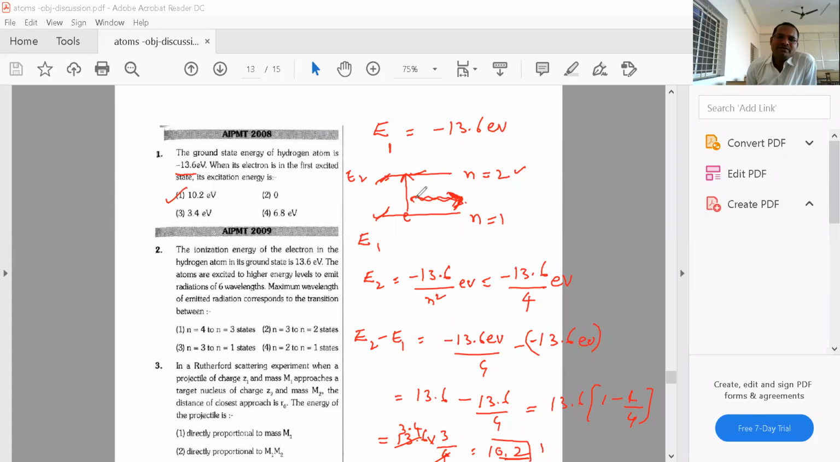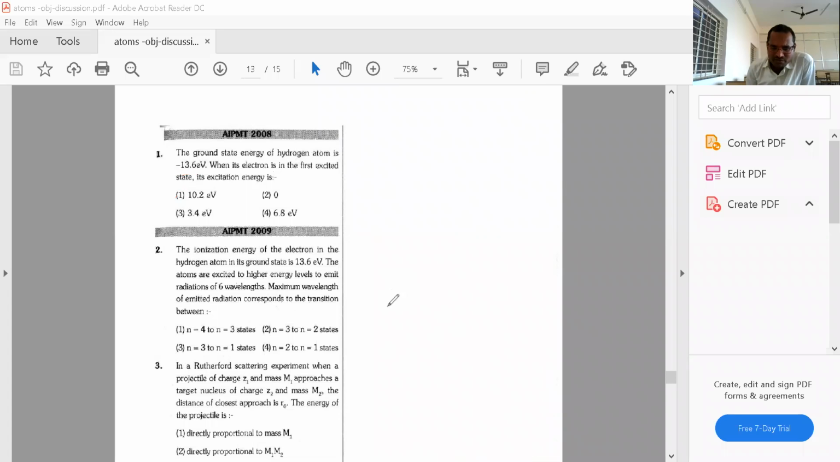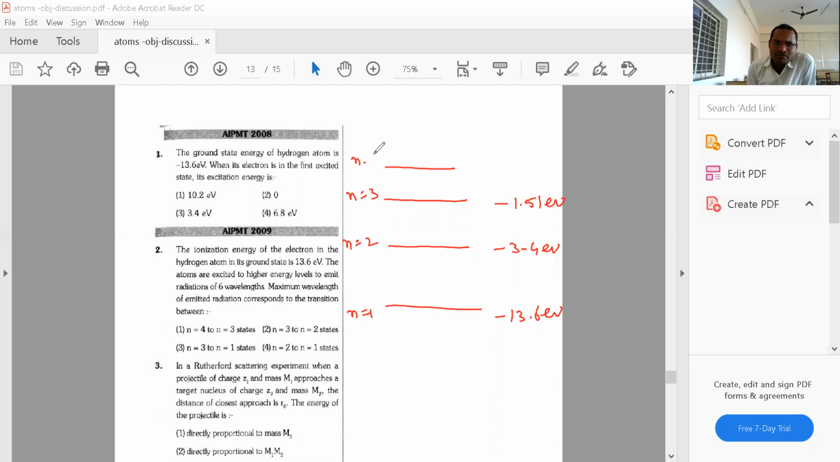If you are a smart student, you will remember this. This is almost always 10.2 electron volt, and this will be 3.4 electron volt. If you remember the energy level diagram, it will be very easy for you. See, one more time I am trying to show you the energy level diagram. This is n is equal to 1, it is minus 13.6 electron volt. Here n is equal to 2, this is minus 3.4 electron volt. This is n is equal to 3, which is minus 1.51 electron volt. This is n is equal to 4, which is almost minus 0.34 electron volt.